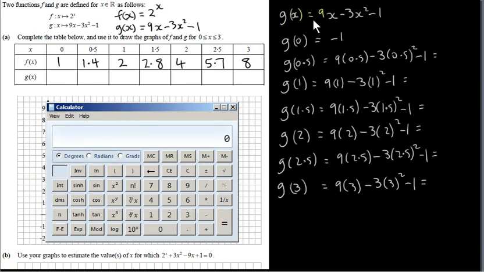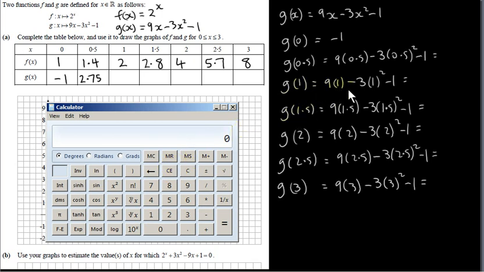Now let's look at g of x. We have to get g of 0, so we plug 0 in for x. Well, 9 times 0 is 0, 0 squared is 0, so we just get minus 1 for g of 0. What about g of 0.5? We replace x with 0.5. So we have 9 multiplied by 0.5 minus 3 multiplied by 0.5 squared minus 1. So we get 2.75.